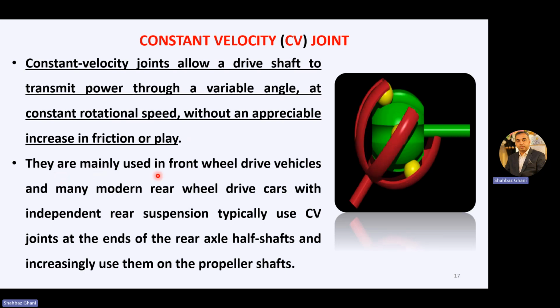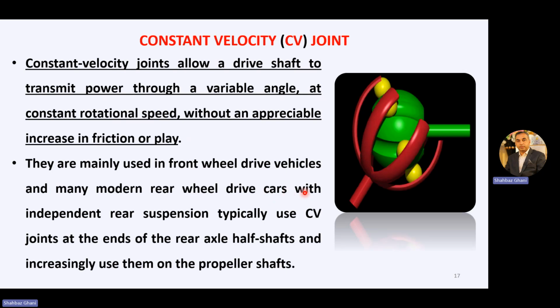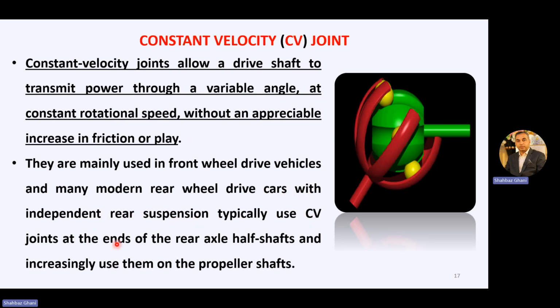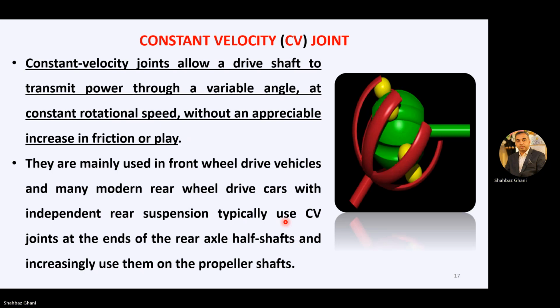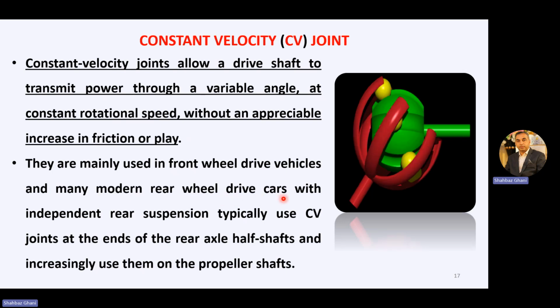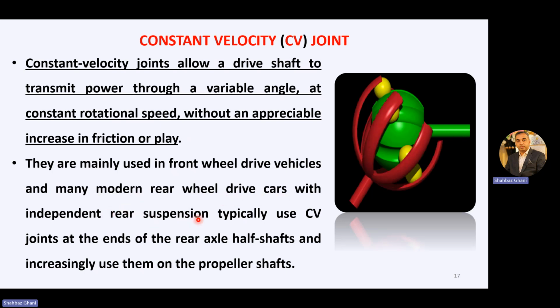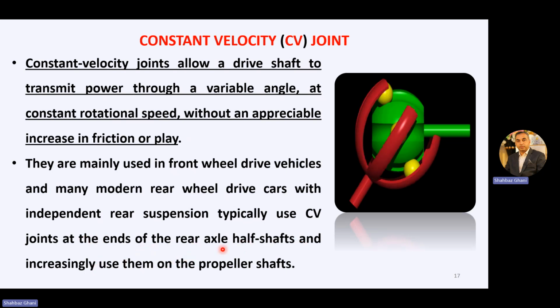They are mainly used in front-wheel drive vehicles, and many modern rear-wheel drive cars with independent rear suspension typically use CV joints at the end of the rear axle half shaft and increasingly use them on the propeller shaft.